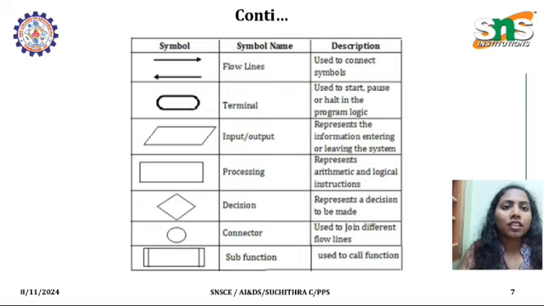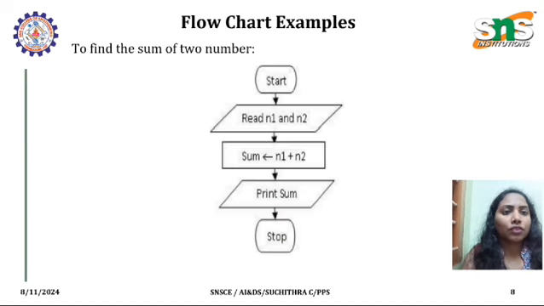The symbols: simple ones, arrow lines used to connect the symbols. Then terminal used to start, pause or halt in the program logic. Input or output represents the information entering or leaving the system. Processing represents arithmetic and logic instruction. Decision represents decision to be made. Connector used to join different flow lines. Subfunction used to call functions.